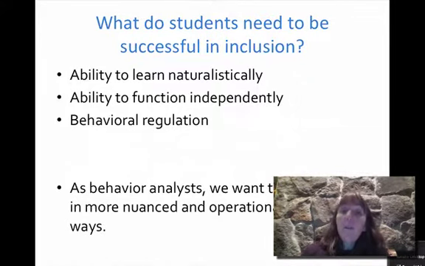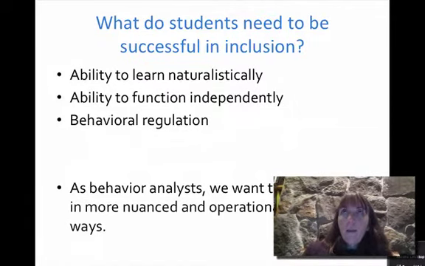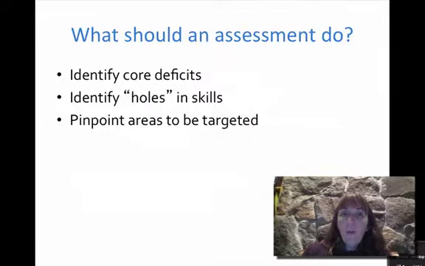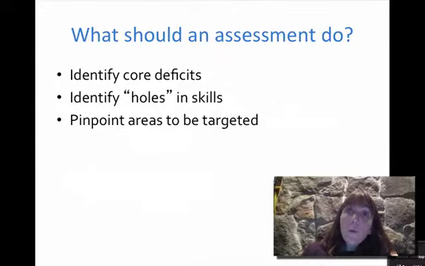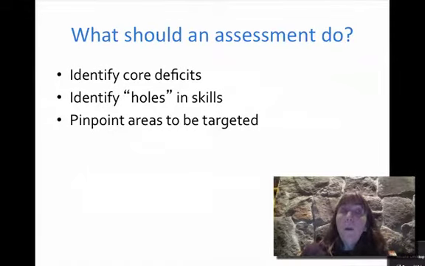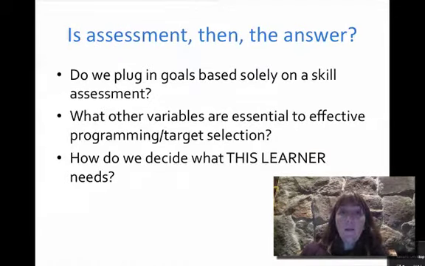And he says the ability to learn naturalistically, to function independently, behavioral regulation. And a lot of what he's scoring kids on and looking at kids from an empirical database perspective are those issues. We want to look at this in a nuanced and operationally defined way. So we want to identify core deficits, we want to identify holes in those skills, and we want to identify pinpoint areas to be targeted, including in the barriers area, including in transition skills.